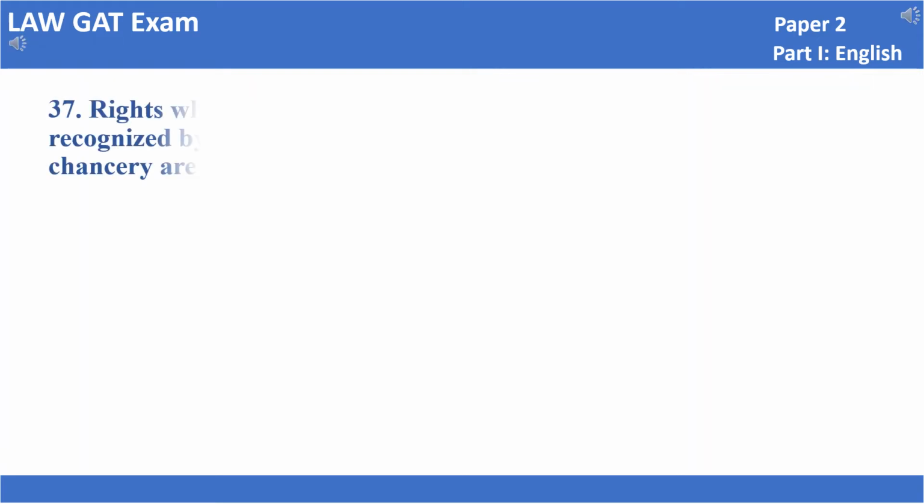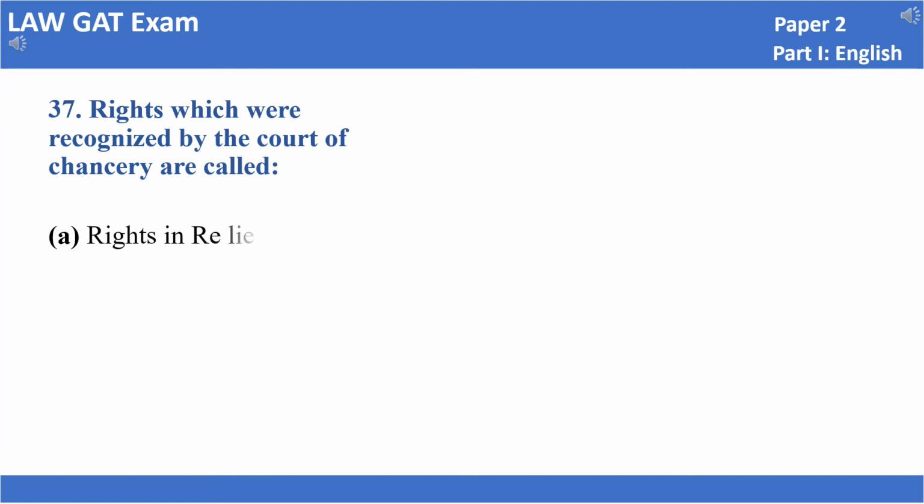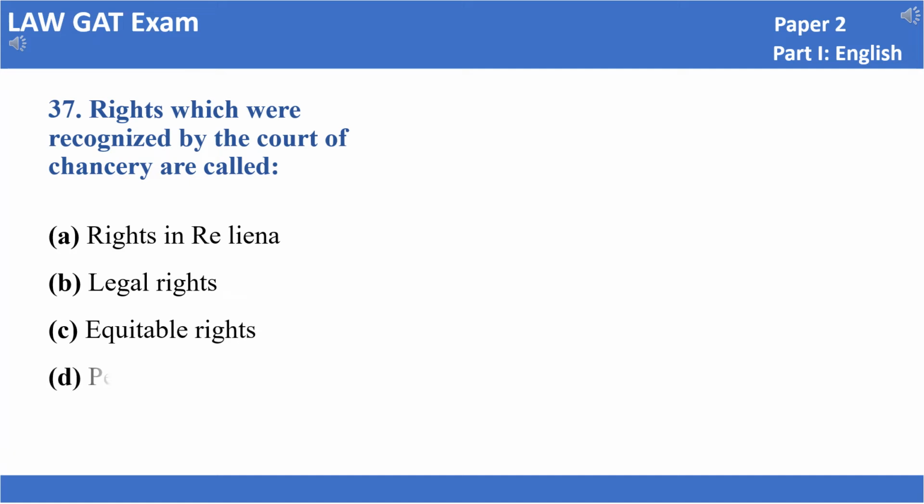Rights which were recognized by the Court of Chancery are called option A, rights in rem, option B, legal rights, option C, equitable rights, or is it option D, personal rights? The correct answer is option C, equitable rights.